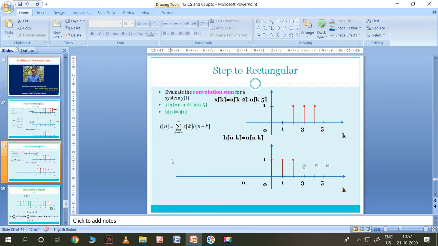So this is what we call u of k. Now what will happen? I need to fold it, time fold it, and finally I need to get u of minus k. If this is u of k and this is my u of minus k, so each value will go like this.